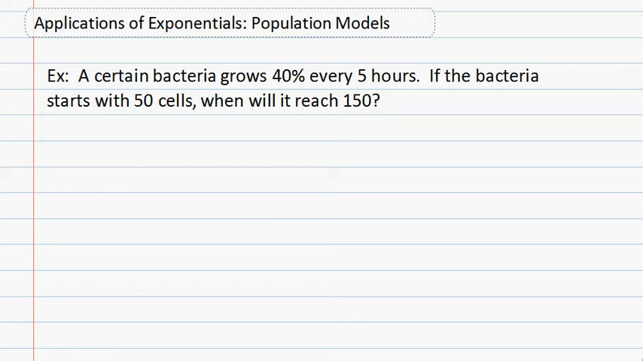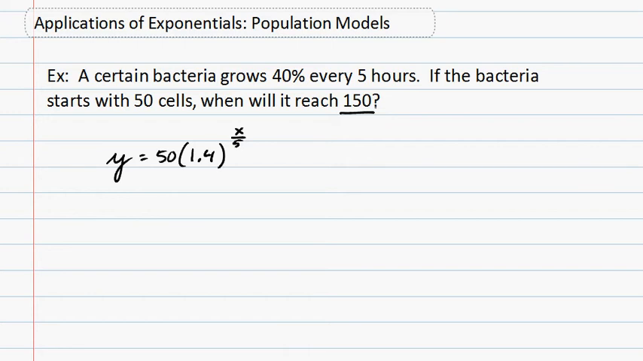And so, for example here, a certain bacteria grows 40% every 5 hours. If the bacteria starts with 50 cells, when will it reach 150 cells? The first thing we should do is write our function. Our starting is 50. Our rate here is 40%, so that would be 1.4. And it grows that much every 5 hours, so this is going to be x over 5. Now the question is, when will it reach 150?